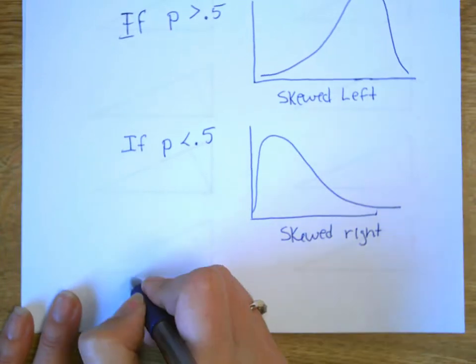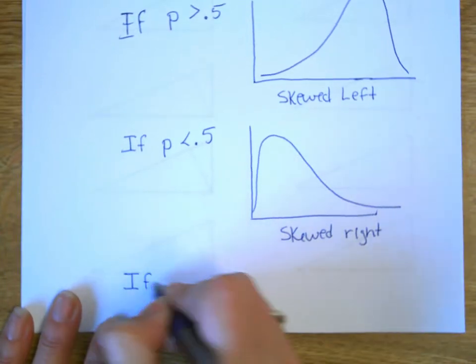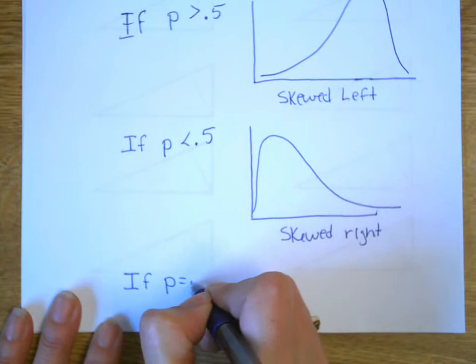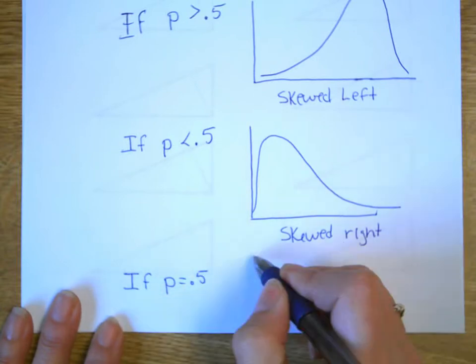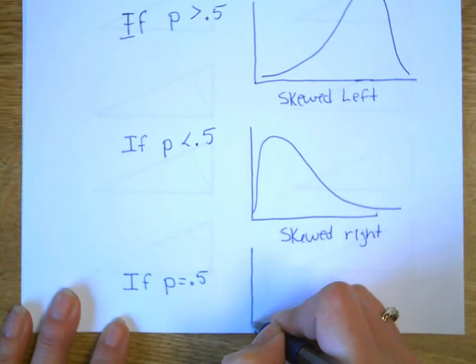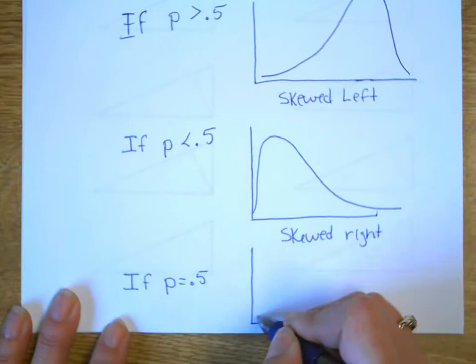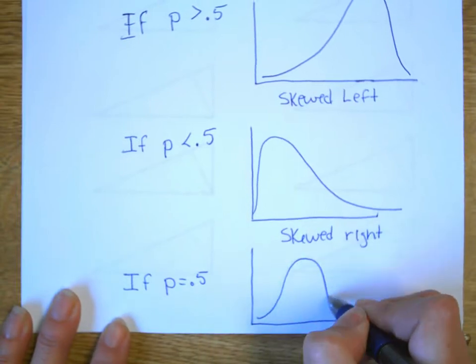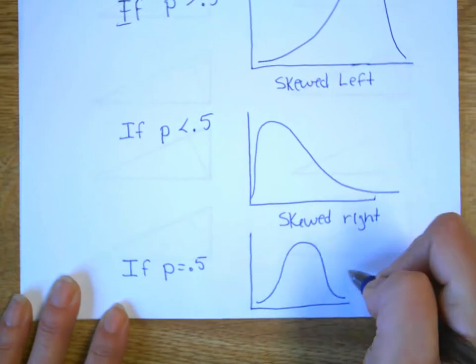And what's my last situation? If it is 0.5, what do you think we expect? The bell shape. That nice bell shape. Symmetrical.